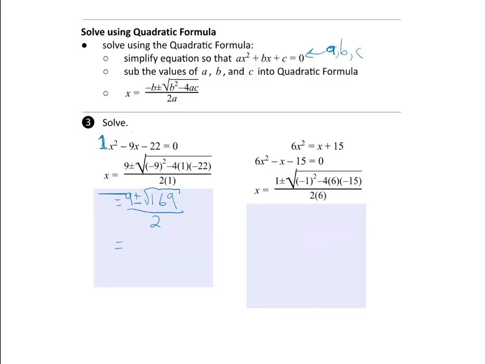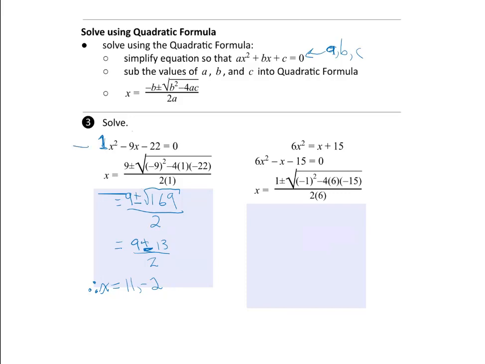So we're stuck with 9 plus minus 13 over 2. So our two roots will be 9 plus 13 over 2 and 9 minus 13 over 2. So what are our two roots? Our two solutions here, it should be x equals what? If you said x equals 11 and negative 2, you are correct.